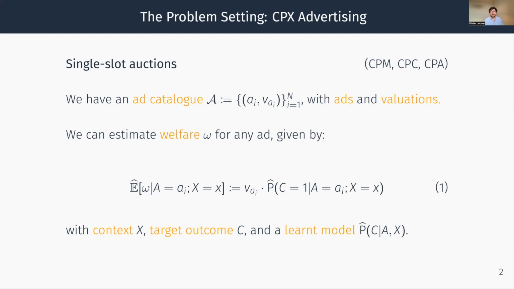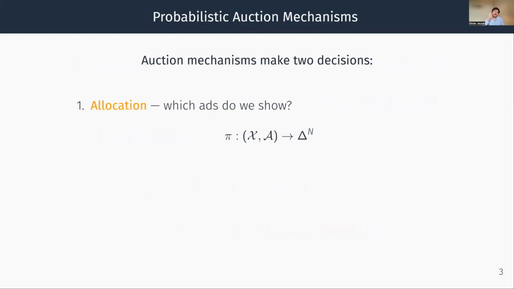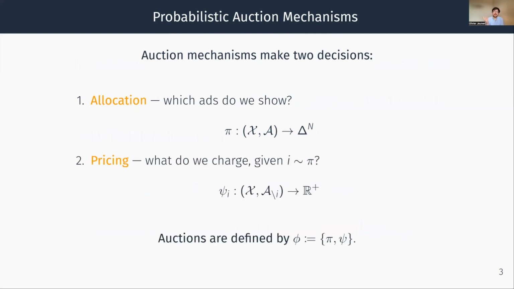Now, if you look at the auction mechanisms themselves, what exactly are they? We posit that an auction mechanism makes two decisions. The first is an ad allocation decision: which ads do we show? And we model this as a function pi that, given a context and an ad catalog, is going to give us a probability distribution over the ads to be shown. Then we additionally have a pricing rule. This pricing rule is going to, given the allocation decision, tell us how much the bidder is going to be charged. And so we can say that an auction mechanism is defined by these two functions.